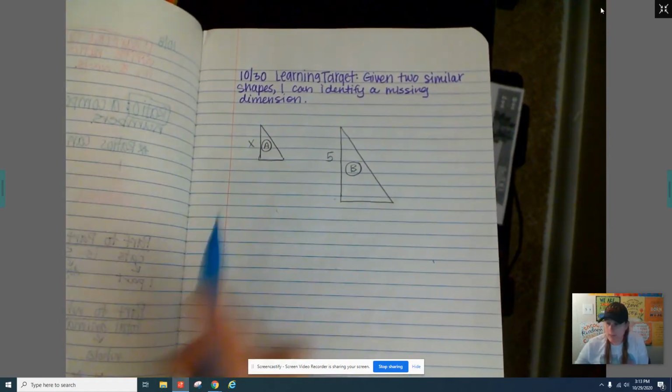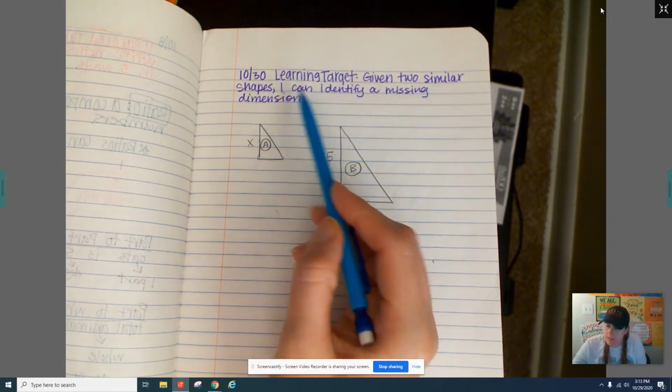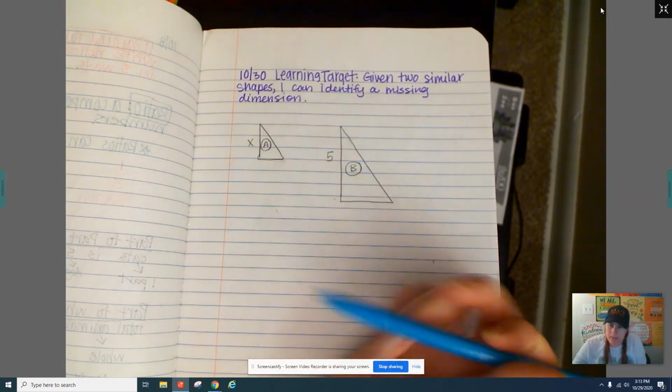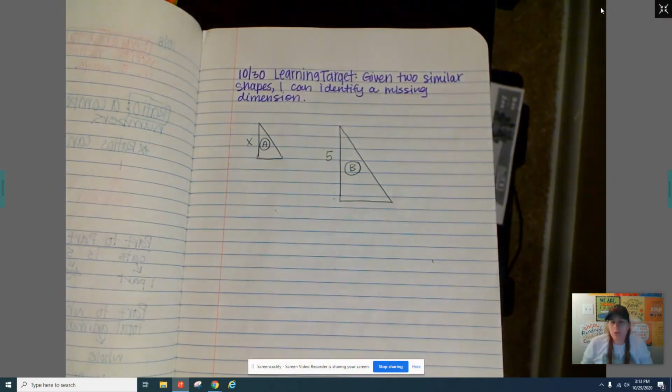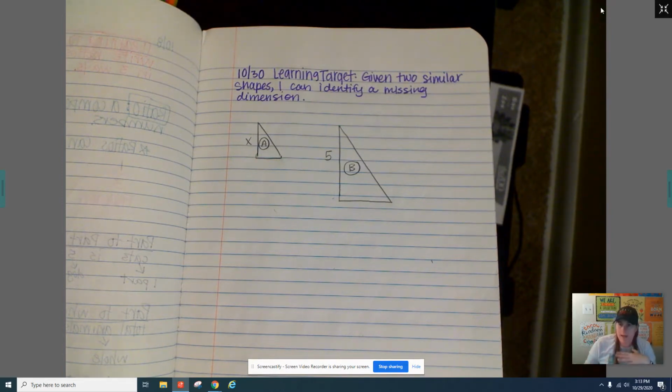Today, when we take the notes, it'll be on October 30th. The learning target is, given two similar shapes, I can identify a missing dimension. What we're going to do as we work through this is work through a couple of example problems, and I'm going to show you some different strategies for how you can find the missing dimension. You can always go back to your notes on scale factor and scale copies to review those. And don't forget, you can always pause this video because I already have some of the drawings, so you can definitely pause it to catch up.